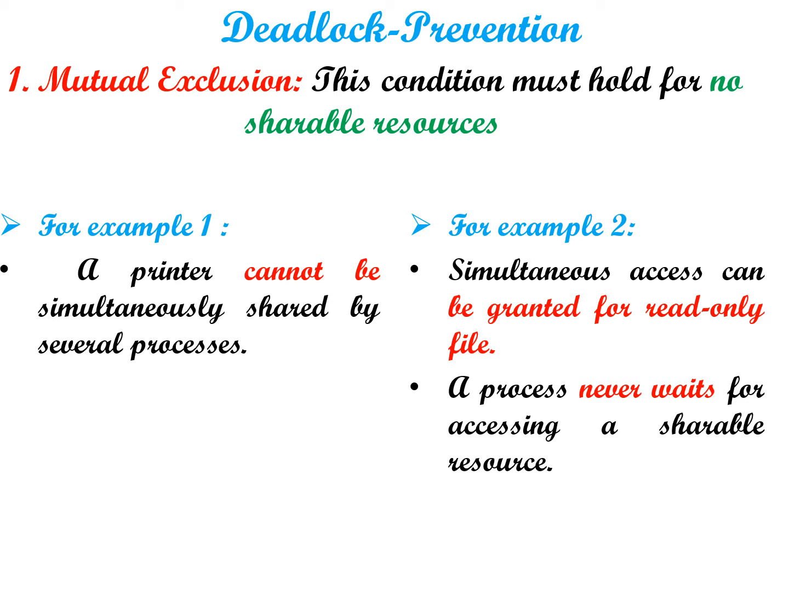In the second example, mutual exclusion can be violated, but in the case of the first one, the printer, mutual exclusion cannot be violated. If two persons try to access it at the same time, deadlock will occur. So definitely these conditions cannot be violated in the case of a printer.